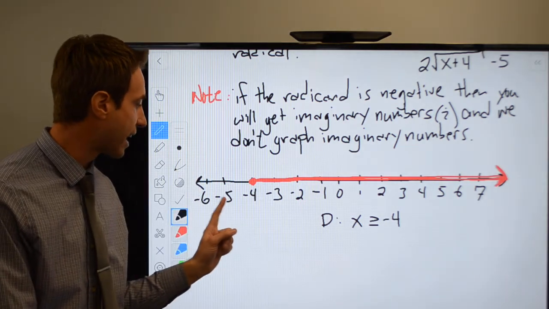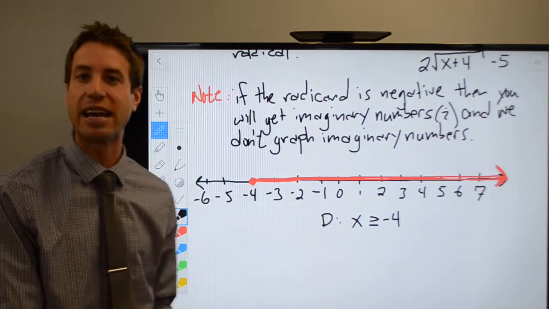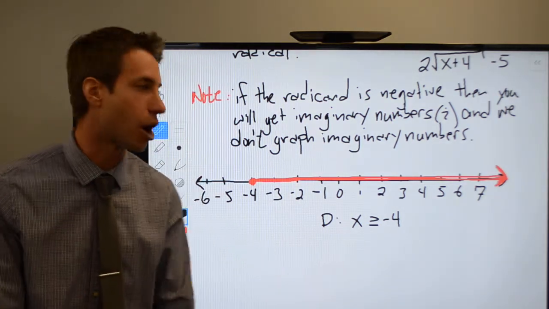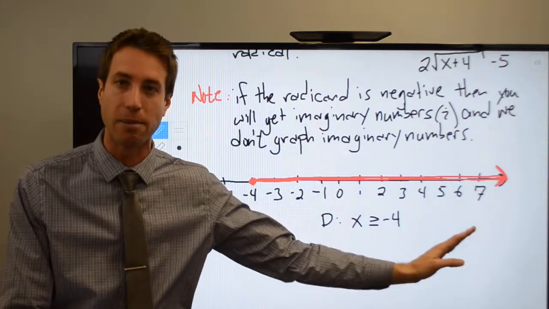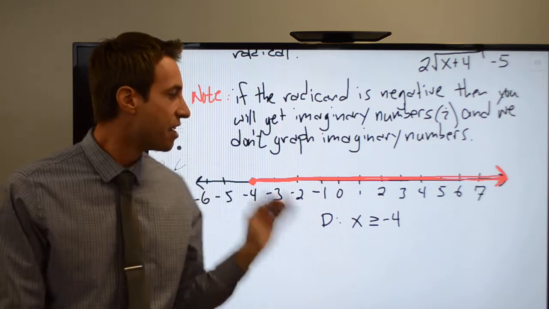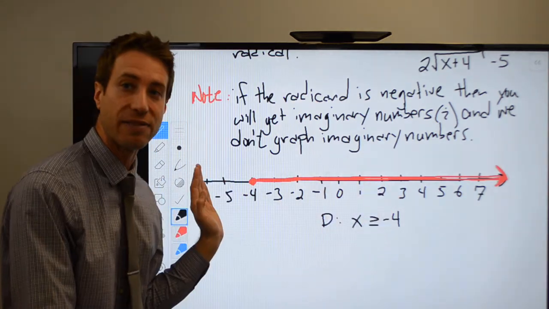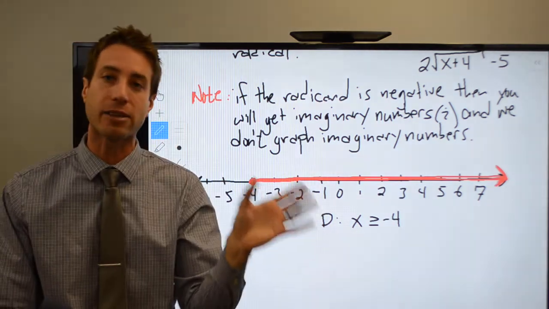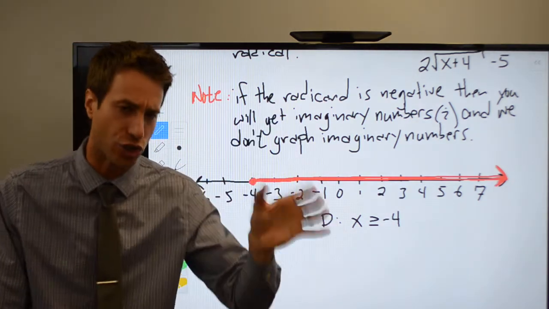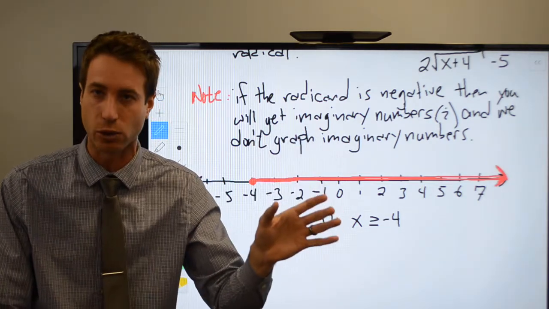So starting at negative 5, negative 6, negative 7, negative 8, anything less than negative 4 is excluded. I'm not going to keep it. Now, I don't need you guys to give me a number line every time. I'm just hoping the number line helps you picture what's going on here. You're not leaving out negative numbers. You're leaving out numbers that make the radicand negative. Just what's under the square root, or just what's under the radical symbol.